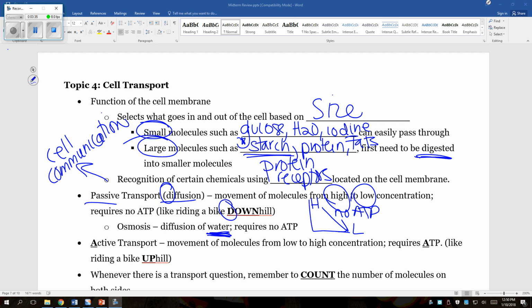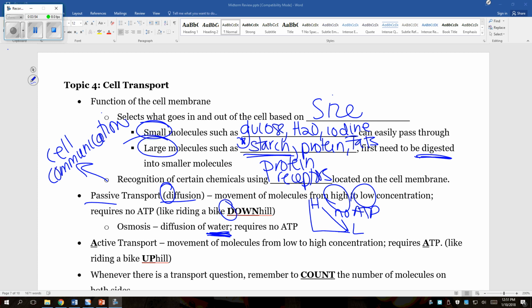Now, if you're unsure if it's diffusion or osmosis, always write down diffusion. The reason for that is because osmosis is just a super specific type of diffusion, whereas diffusion is all encompassing. So it actually includes diffusion of water, diffusion of glucose, diffusion of oxygen, diffusion of carbon dioxide.